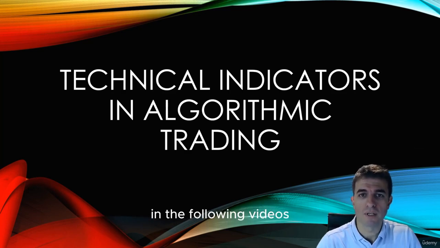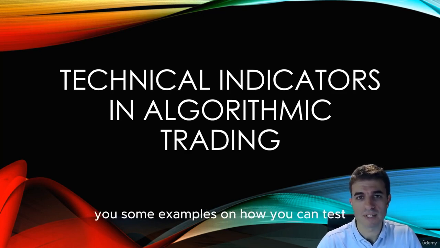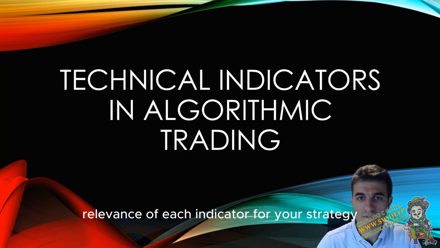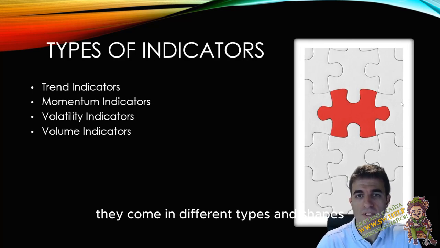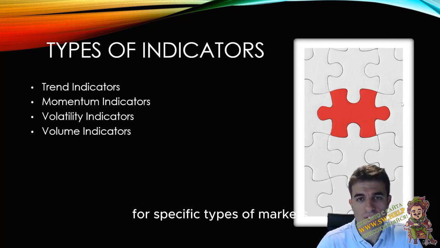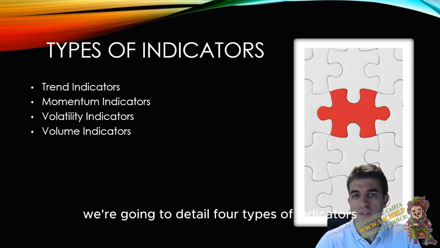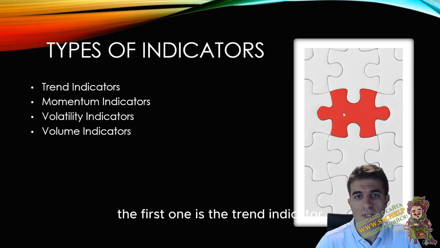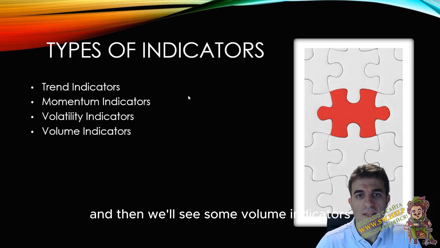In the following videos, we will be detailing some of these indicators, and I will be providing you some examples on how you can test the relevance of each indicator for your strategy. So technical indicators come in different types and shapes, and you also have custom indicators for specific types of markets. So for this course, we're going to detail 4 types of indicators. The first one is the trend indicator. Then we'll talk about momentum indicators, also the volatility indicators, and then we'll see some volume indicators.